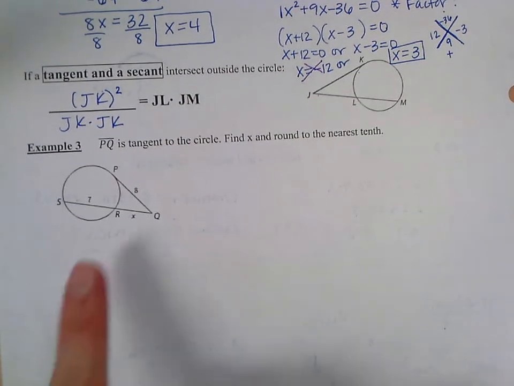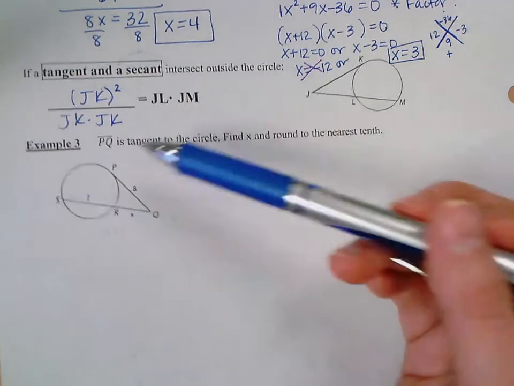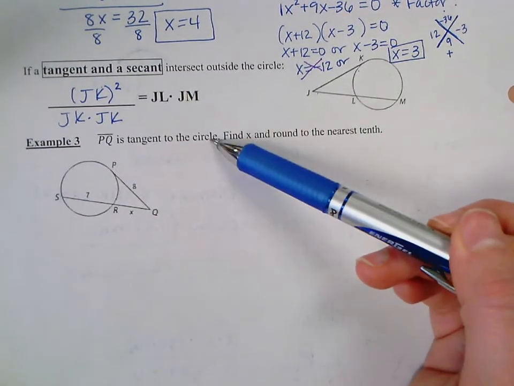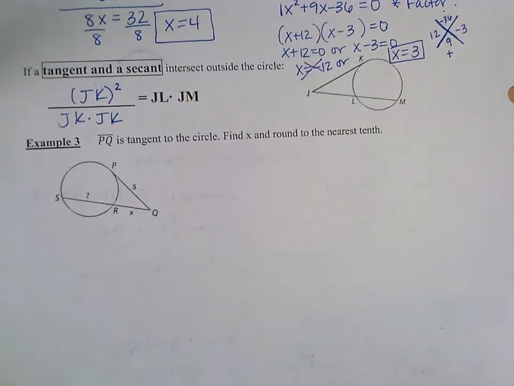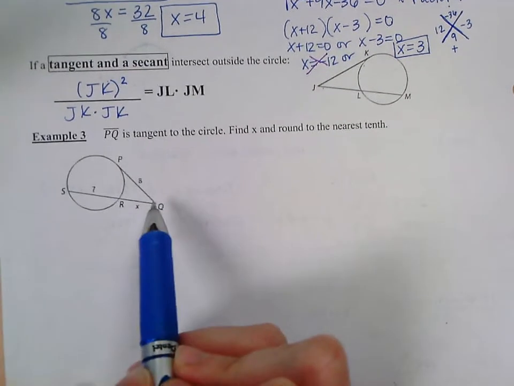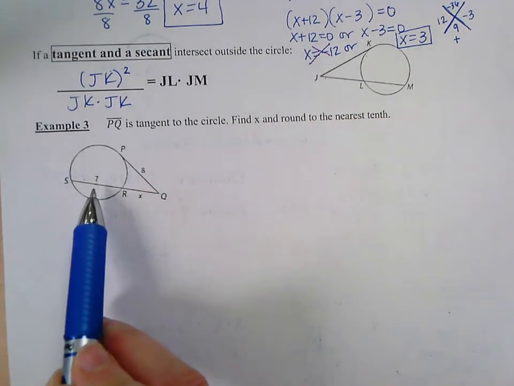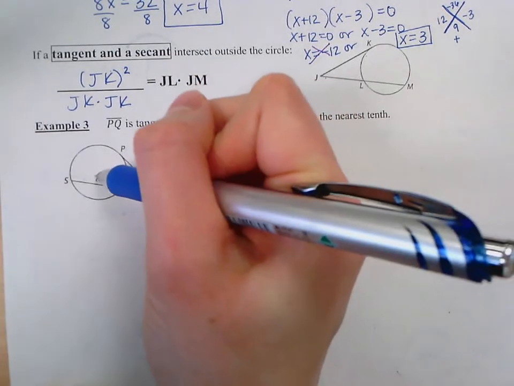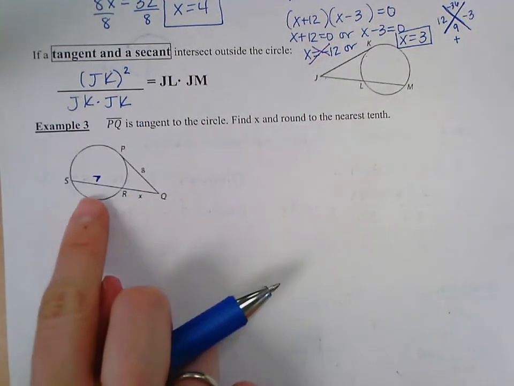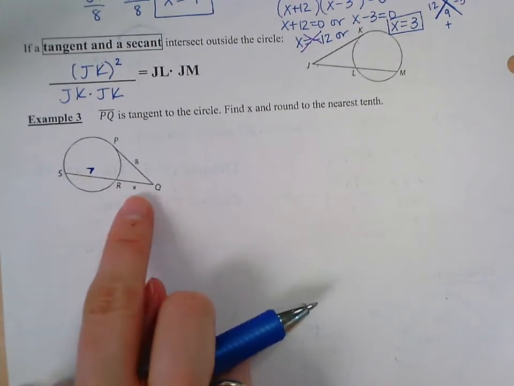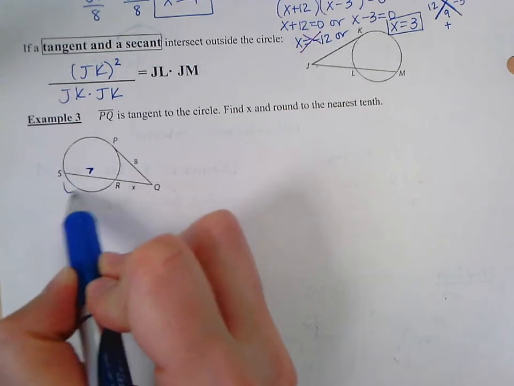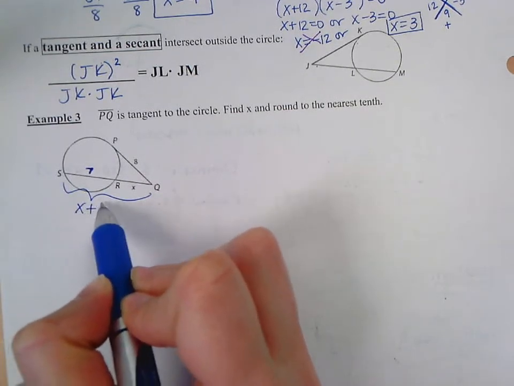So if we look at example 3, it tells us that PQ is a tangent to the circle. Find x and round to the nearest tenth. So we have PQ is 8, and then we have our 7. It didn't quite look like a 7, but that's a 7, and this is an x. So this entire length is x plus 7.